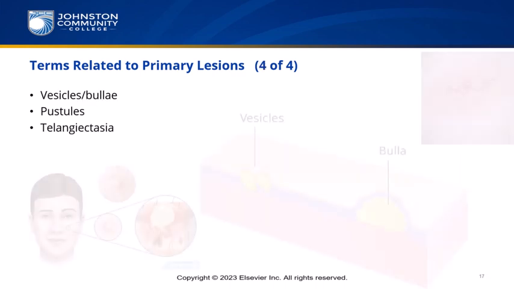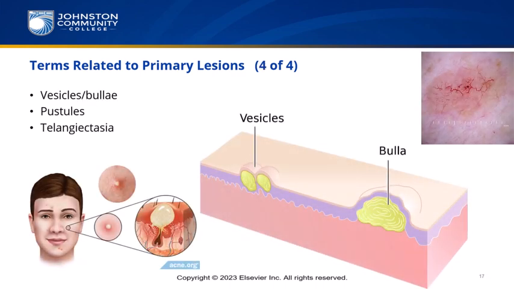Then we have a vesicle, which is a circumscribed, elevated lesion that is filled with fluid and smaller than half a centimeter. If it's larger than half a centimeter, it is termed a bulla. In English, we refer to these as blisters. Then we have a pustule, which is like a vesicle, but it is a raised lesion that is filled with pus as a result of an infection.